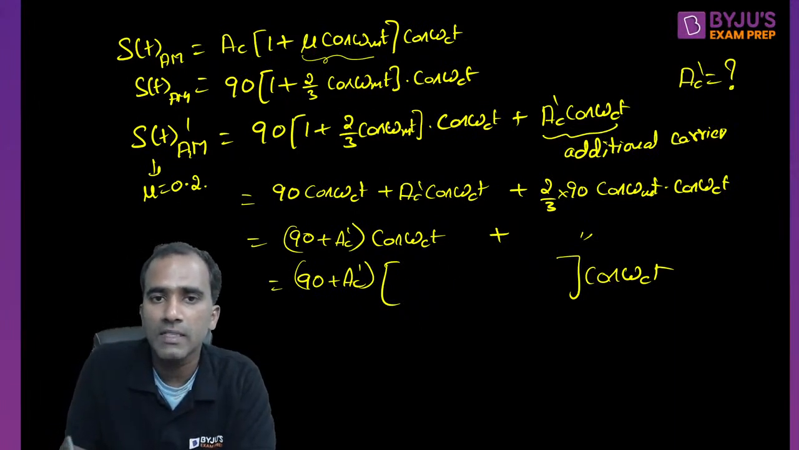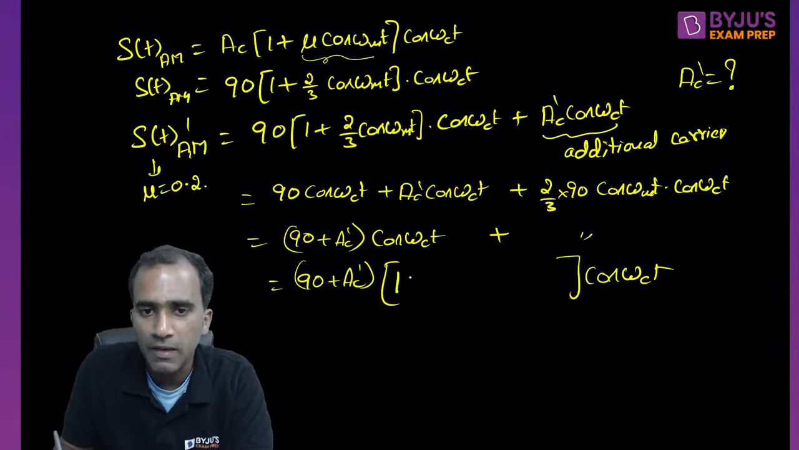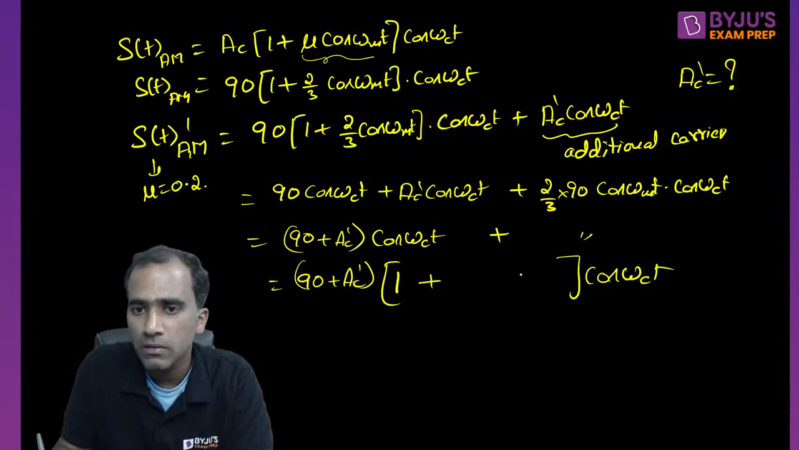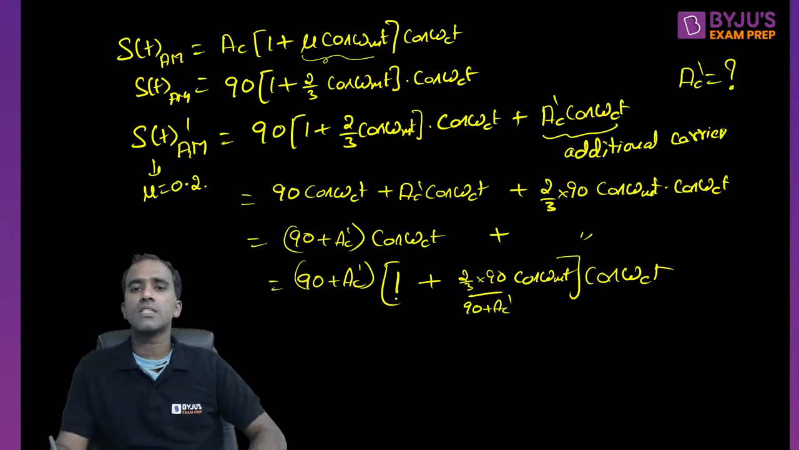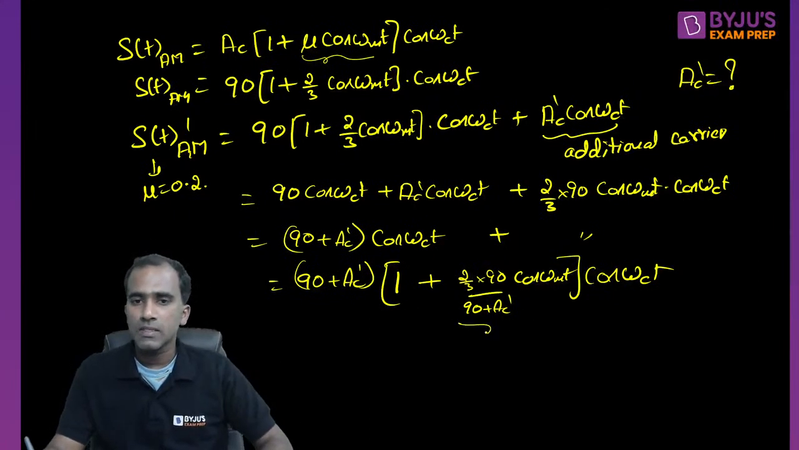So to write the equation in this format, the new carrier amplitude is not just 90, it is 90 plus AC dash, which we have to take common. Now in this part it will be 1, which is what we want when finding the modulation index, plus what is remaining: cos omega mt and 2 by 3 into 90. But 90 plus AC dash is not present here, so let's divide this by 90 plus AC dash. Now this is in the standard form of the AM signal equation. So what is the maximum amplitude possible here? That is the modulation index.